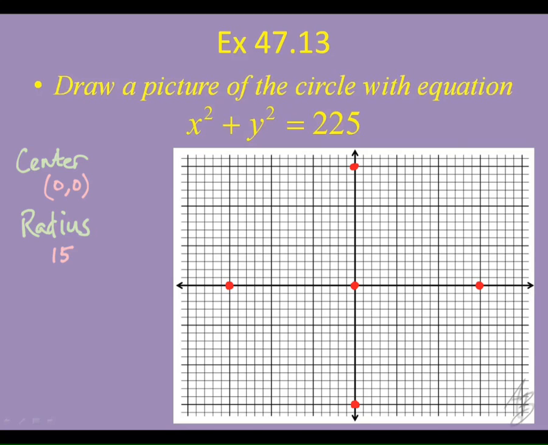Use those dark lines and just count those. 5, 10, 15. Now, are there any Pythagorean triples that have a hypotenuse of 15? The 8, 15, 17? That's not going to do it, because it's not the hypotenuse.